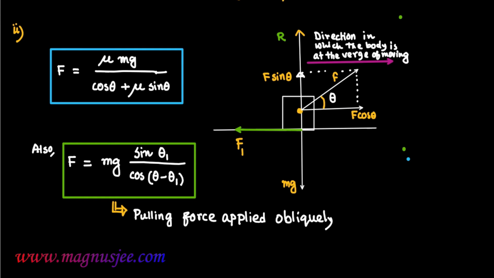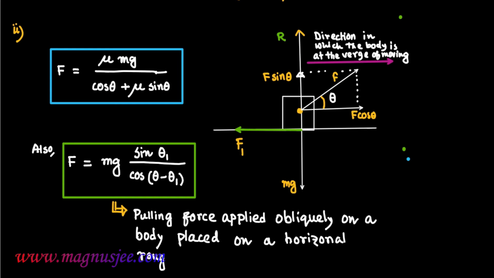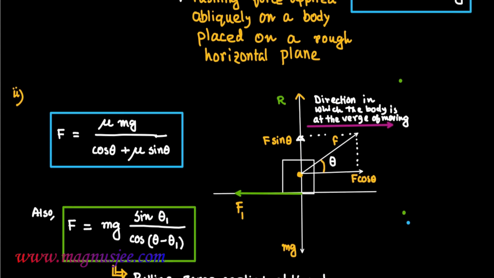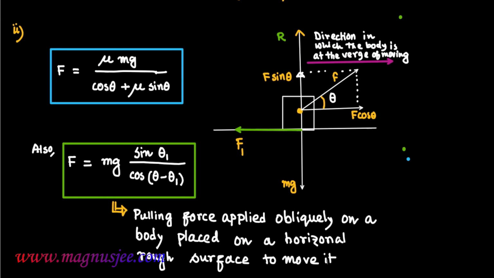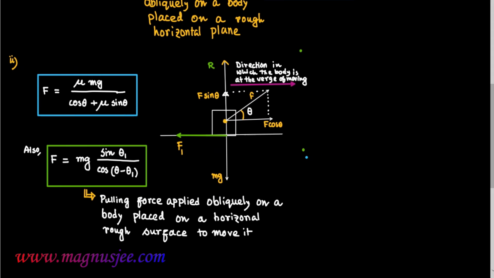Pulling force applied obliquely on a body to move it, placed on a horizontal rough surface. And mu is the coefficient of friction of the rough surface with respect to the body.